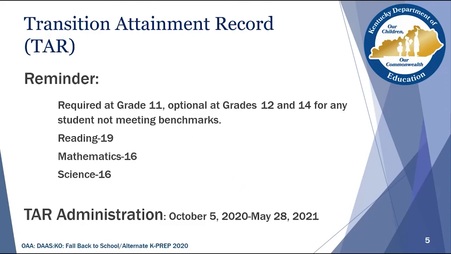As we noted on slide 4, the TAR will be the first training released this fall. It is required for all Kentucky alternate assessment students at grade 11 and takes the place of the state-mandated ACT for alternate assessment students. The TAR is made available to students at grade 12 who may not have reached the benchmark of 19 in reading, 16 in mathematics, and 16 in science on the grade 11 attempt. For any student who stays past grade 12, what we refer to as grade 14, those students may also attempt the TAR if the benchmark has not been met. The TAR training and administration is set to open October 5th and remain open until May the 28th.